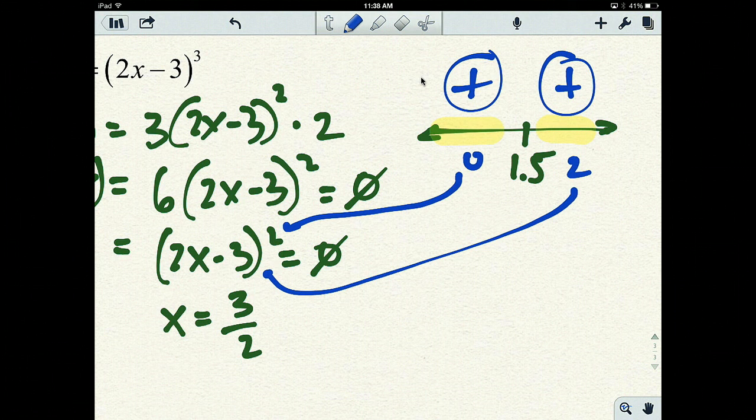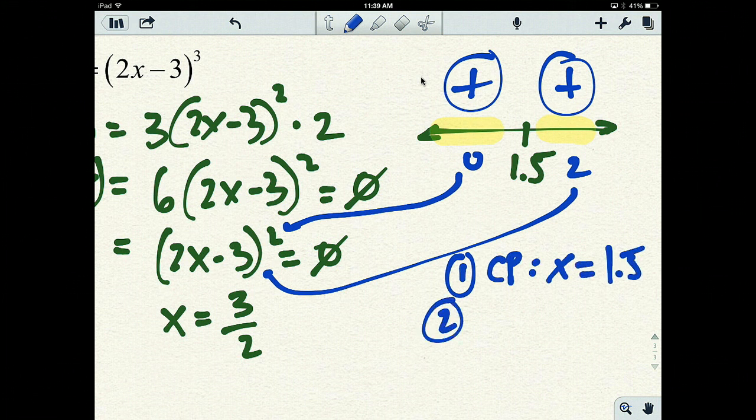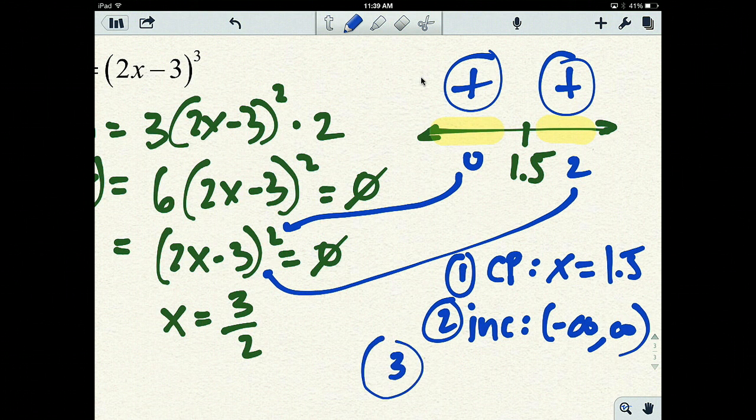So now, if I had to solve the whole problem, the 3 things again. Number 1, I have a critical point at 1.5. Number 2, you'll notice I have no negative sign, so I'm increasing everywhere, -infinity to infinity. And the last thing is I don't have a max or a min. Just like the last problem, you see I go from positive to positive. So again, if I had to draw that, I go from a positive slope, I stop for a little bit and go positive again. I don't have a max or a min. So that's where I write no max, no min.